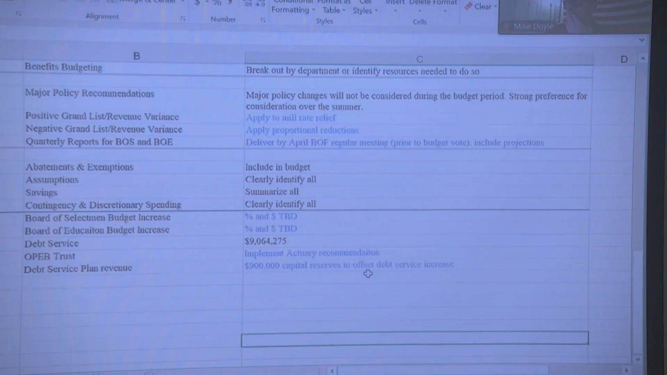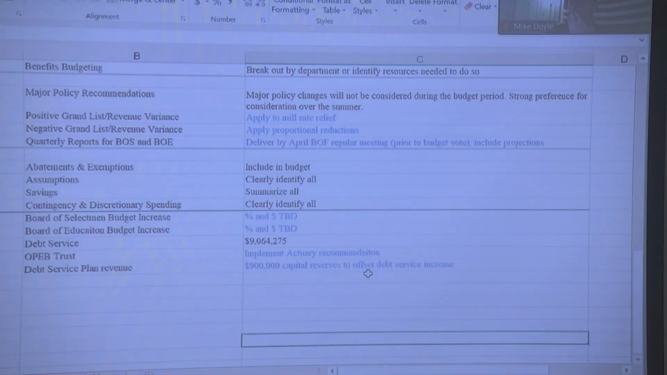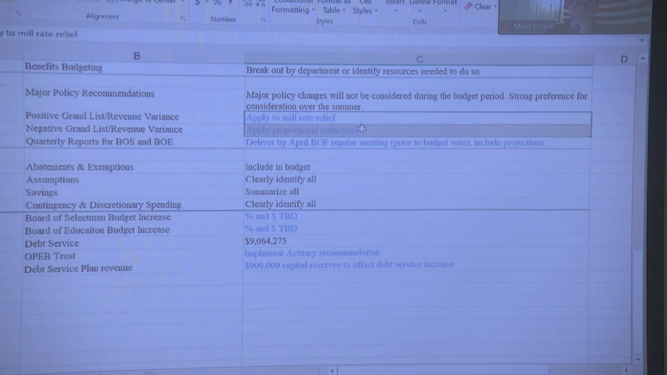How would we apply a positive variance to mill rate relief? So if we're at a tax increase of 3 and we want to be at 2.5, and we gave the guidance at 3, and the grand list comes in better than we expected. Oh, you mean comes in during the budget? Yes. Oh, actually, I don't think that's an issue this year, apparently. So maybe we can take out those variances and leave our options open on either of those. So we'll take out those as a guidance principle, Amy.